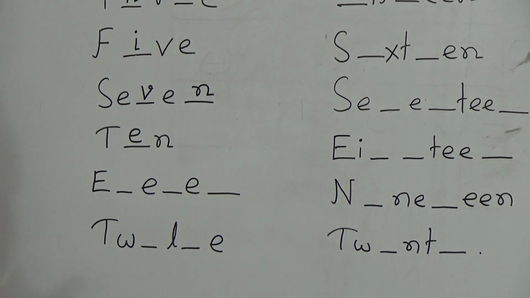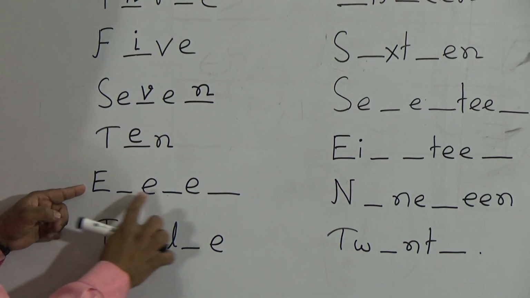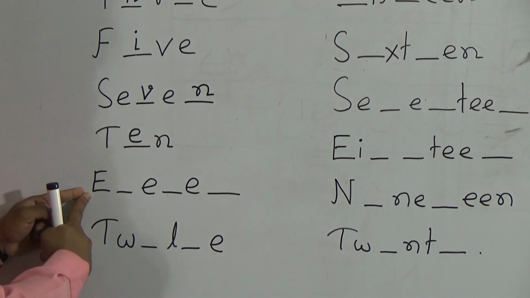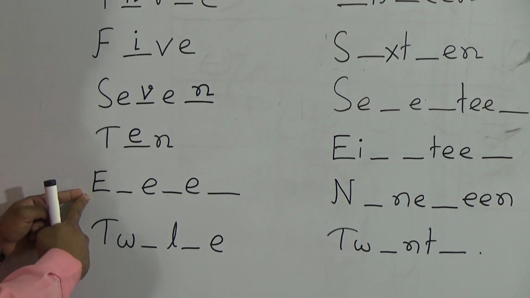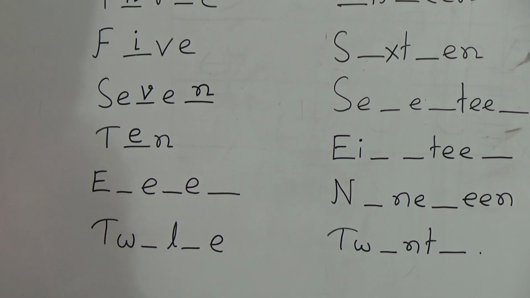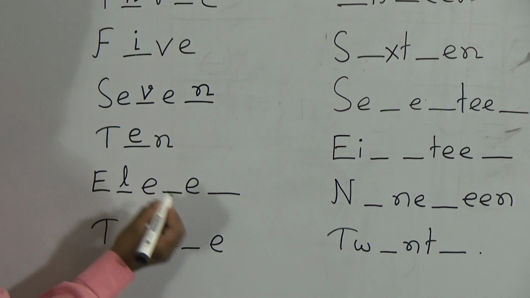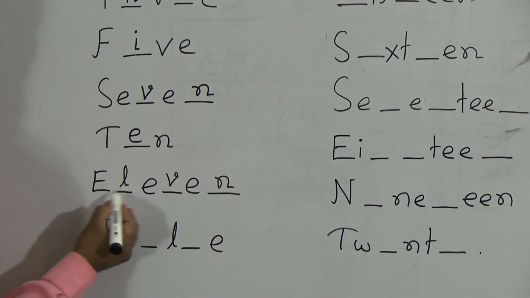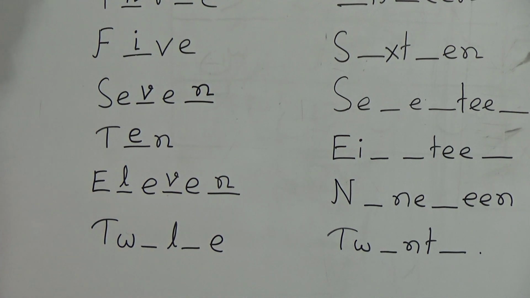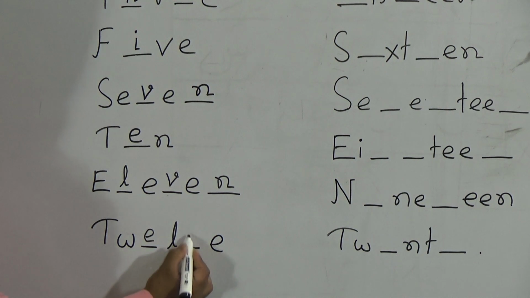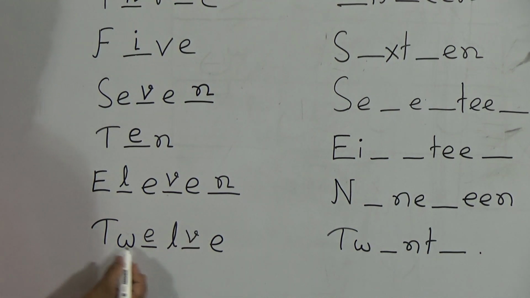Now, dear students, the next one is E blank, E blank, E blank. The letter starts with E. So we should fill up this blank with the word 11. E-L-E-V-E-N, 11. So it's L in the first blank, then the second blank with V, and the third blank with N. It's 11. Now the next one will be 12. T-W-E-L-V-E. That means T-W, then E in the first blank, and the second blank with V. So it should make 12.